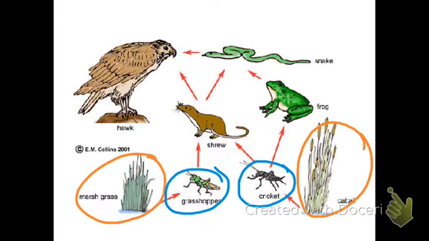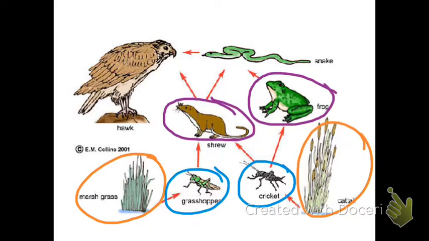From here, we can easily identify our secondary consumers. So our secondary consumers would be our shrew, as well as the frog, because the frog is eating the cricket, and the shrew is eating both the cricket and the grasshopper. And so these are going to be our secondary consumers here. Next, we have our tertiary consumer, and we can see here that the snake is eating the frog. So our snake would be our tertiary consumer.